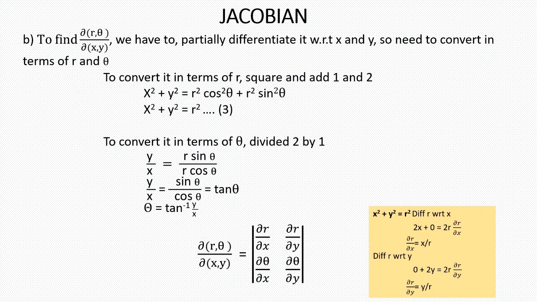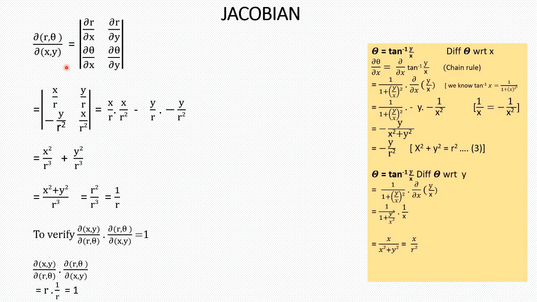Now, ∂θ/∂x is differentiating this with respect to x. tan⁻¹(y/x) is a composite function, hence the chain rule is used to differentiate it. Differentiating the outer function tan⁻¹ gives 1 by 1 plus (y/x) whole square, as we know the derivative of tan⁻¹x is 1 by 1 plus x². Now differentiating the inner function y/x, we get minus 1 by x². Y is constant. By the constant multiplication rule, we get y times minus 1 by x². Taking LCM and simplifying, we get minus y by x² plus y². x² plus y² is equal to r². Thus we get minus y by r².